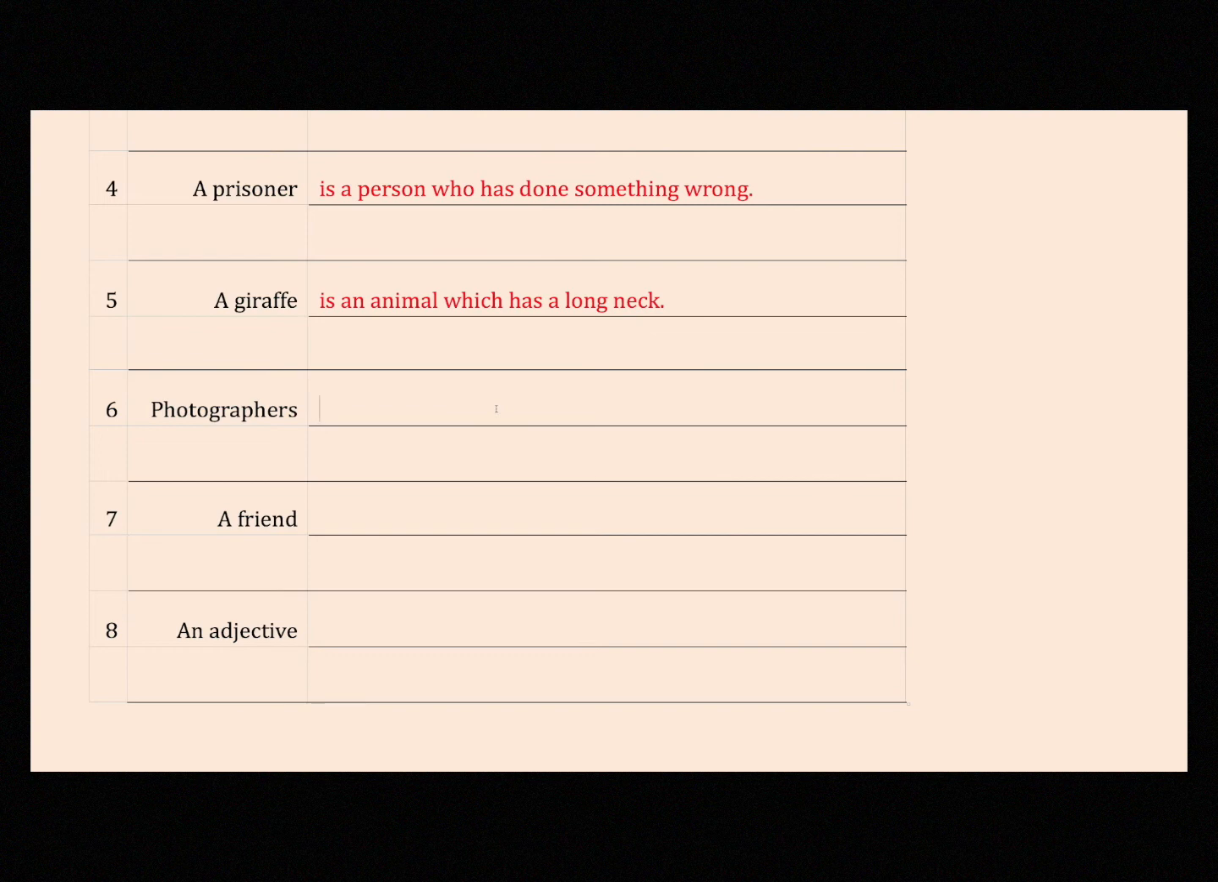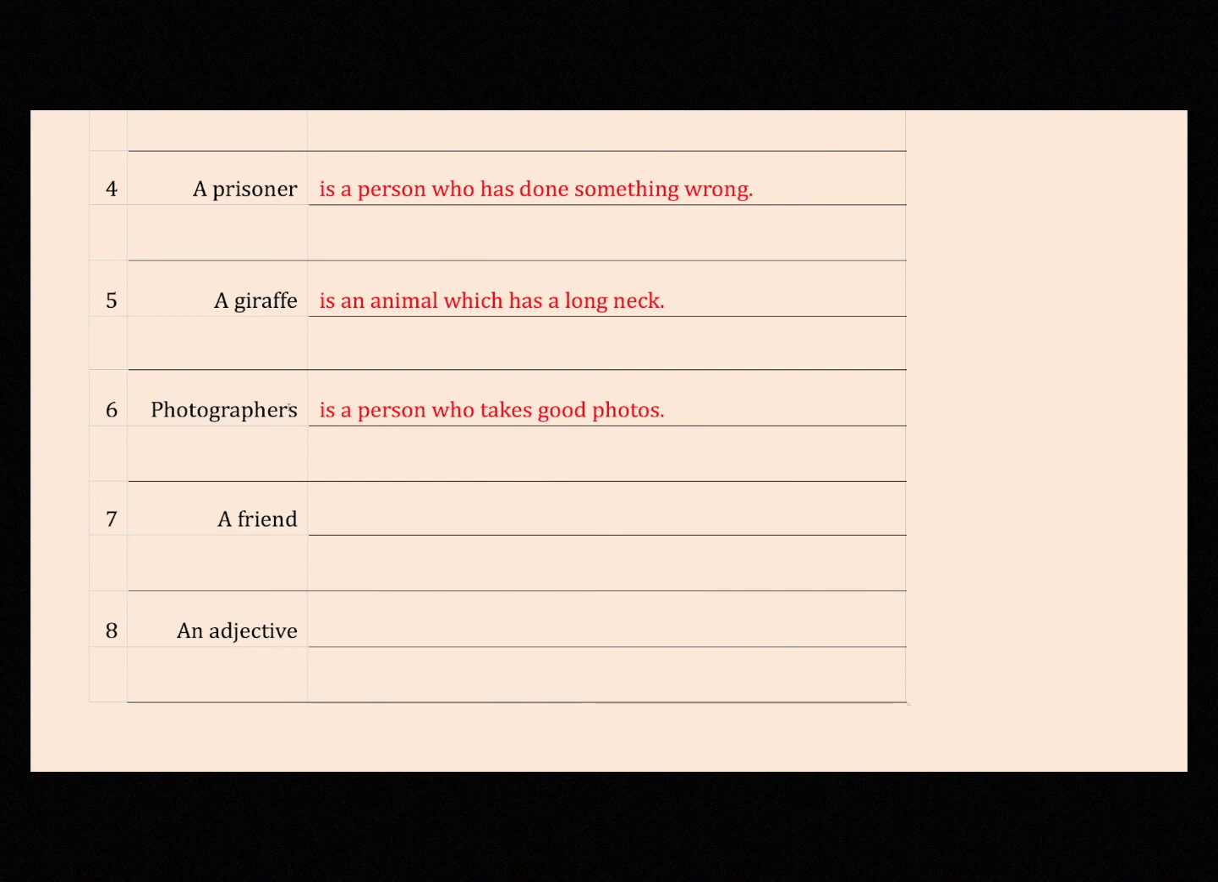And then for number 6, photographers. Photographers, it's let's say a person. And then for a person, we will use who. Okay, a photographer is a person who, and then takes good photos. Okay, so is it a correct answer? Let's look at the sentence again. Photographers, it's a person who takes good photos. Do you think there's something wrong with the sentence? If yes, what is wrong with it?